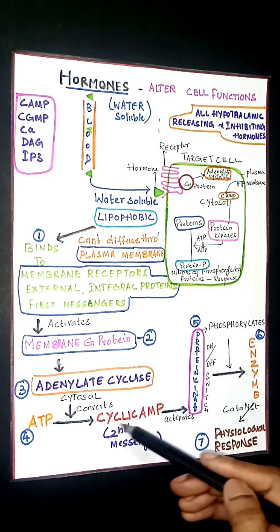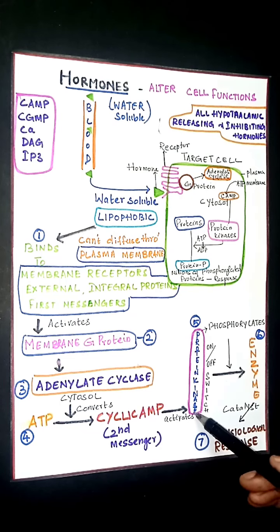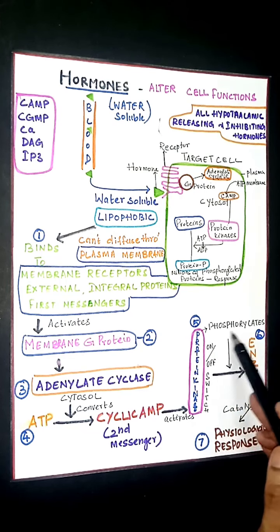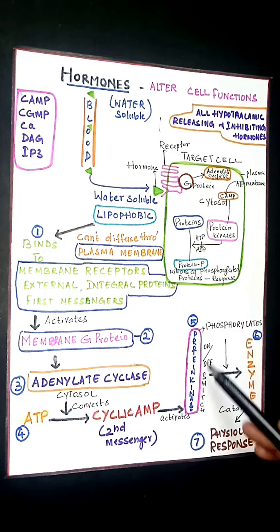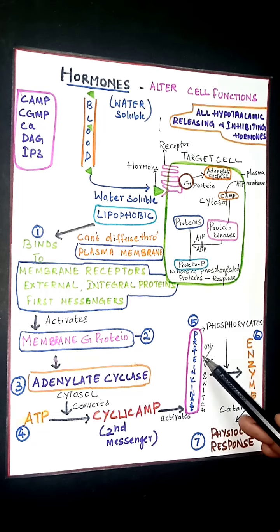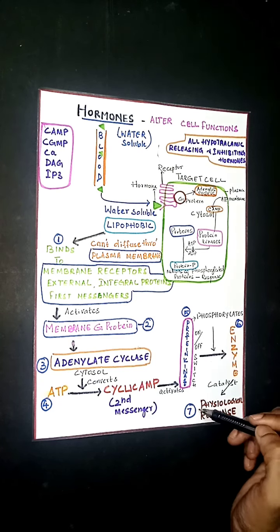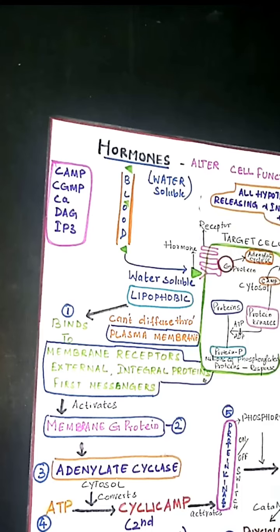The second messenger is formed, and this activated cyclic AMP activates protein kinase, an enzyme which phosphorylates the proteins present inside the cell. This is an important step. This protein kinase acts as the on-off switch, that is, it can speed up the reaction or slow down the reaction. The enzymes which are formed act as catalysts for various reactions and the physiological responses are carried out. That is, a cell can synthesize protein or degrade.